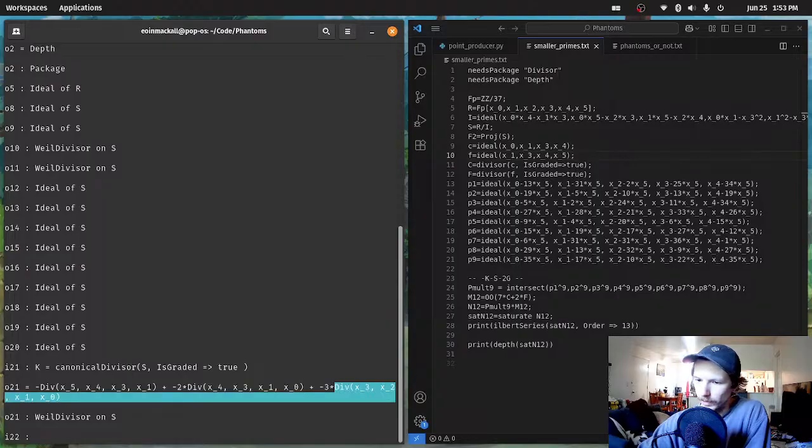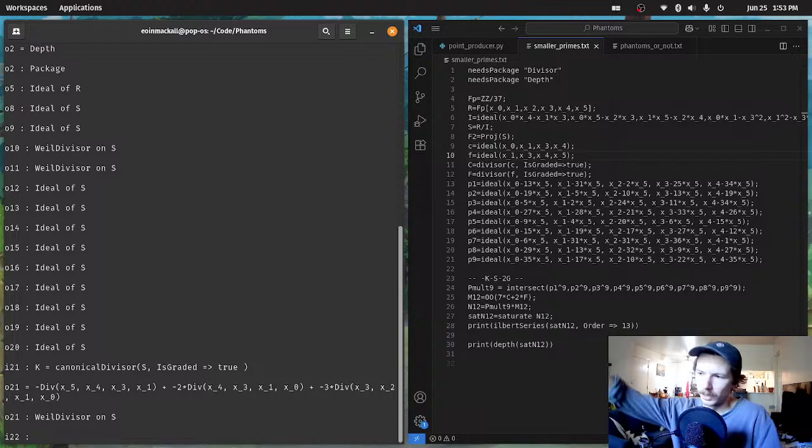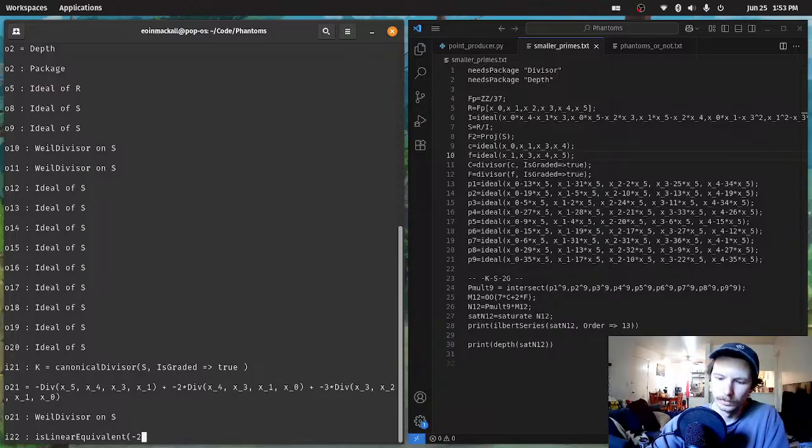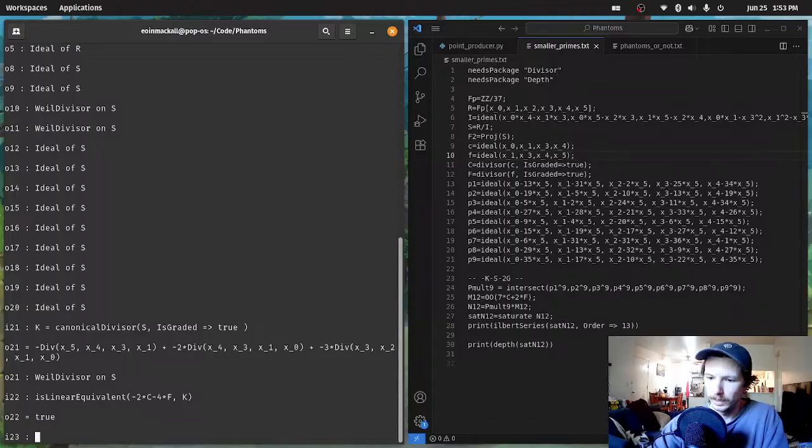And so in this case, actually, the divisor x3, x2, x1, x0 should be linearly equivalent to the divisor x5, x4, x3, x1. And so if we check whether this is linearly equivalent to -2 C -4 F and K, then the answer should be true. Okay, that's great.